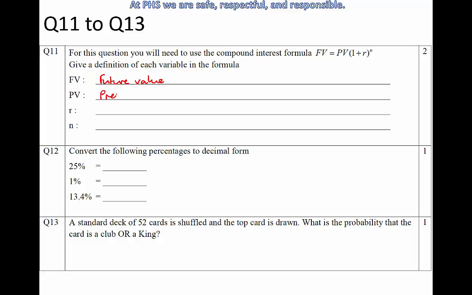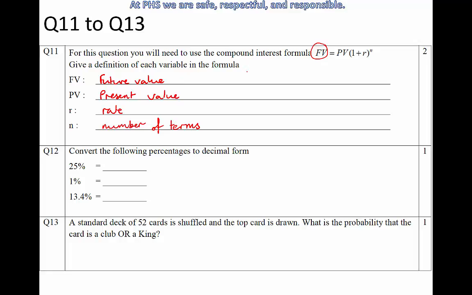PV is our present value. R is our rate. N is the number of terms. So if we're trying to figure out a value that's occurring in the future, future value is going to be what we need to find.